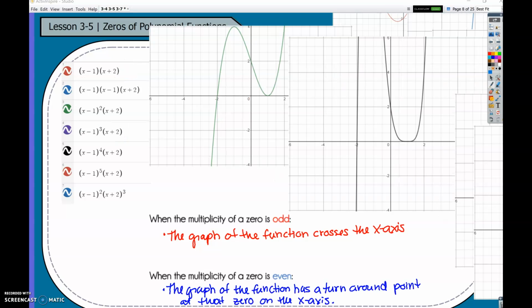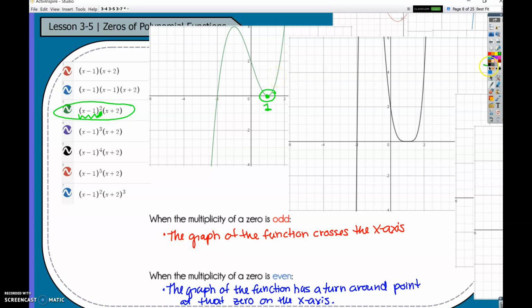Now when the multiplicity of the 0 is even, the graph of the function has a turnaround point, like it bounces off the x-axis, if you will, at that 0 on the x-axis. So looking at this first graph here that was green, we notice that the multiplicity of x minus 1, or the 0 of x equals 1, was 2. So when x equals 1, we had our 0. The multiplicity was 2, and there we see the turnaround. It did touch the x-axis and turn around at that 0.